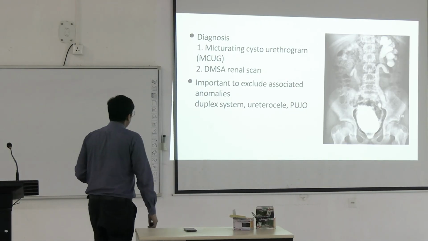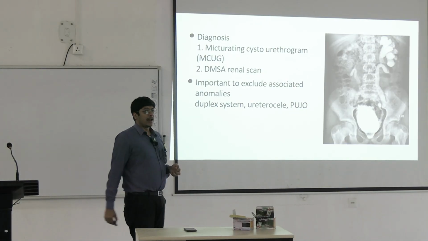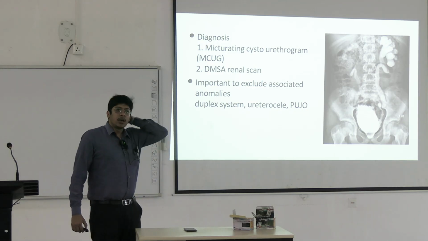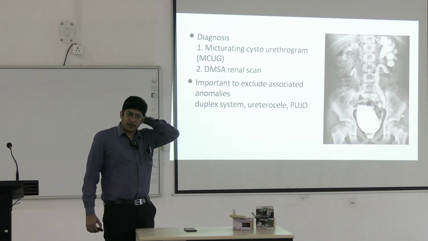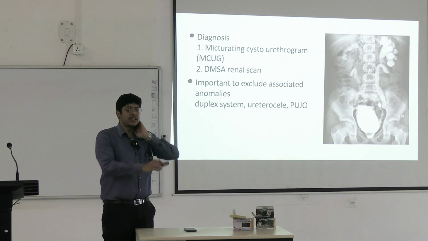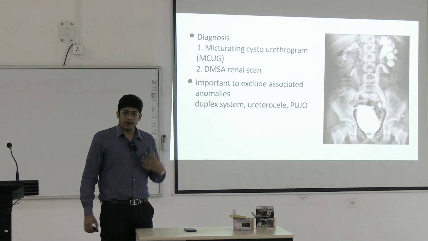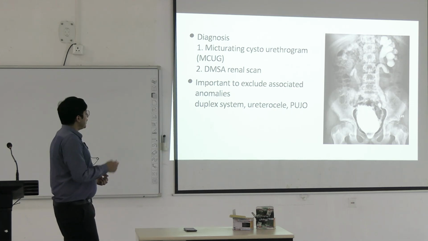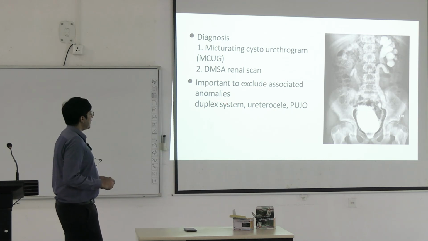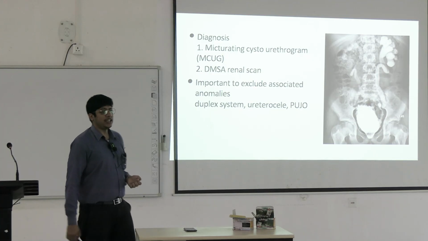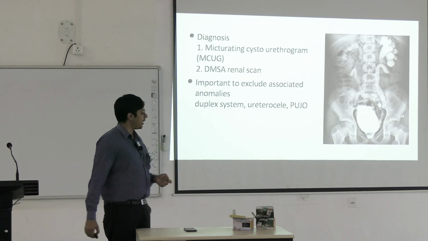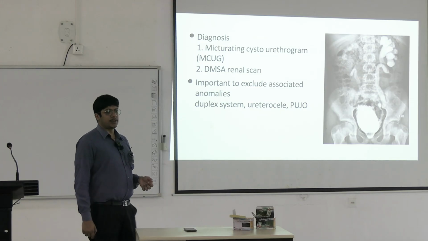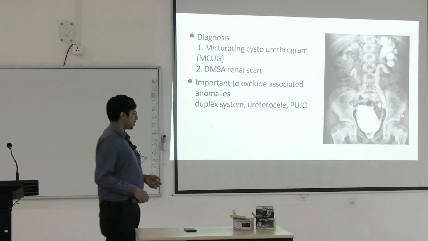So again, like I said, once we have a diagnosis at hand, our evaluation would be to assess the complexity of the diagnosis, and assess the associated anomalies, associated problems that can arise with the disease. For that we need to rule out a duplex system, ureterocele, and a PUJ obstruction. I have taught that in the last class. All these things may be associated in a patient with vesicoureteric reflux.